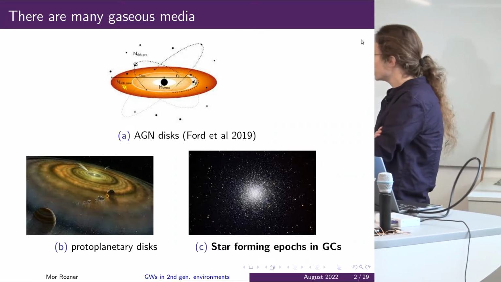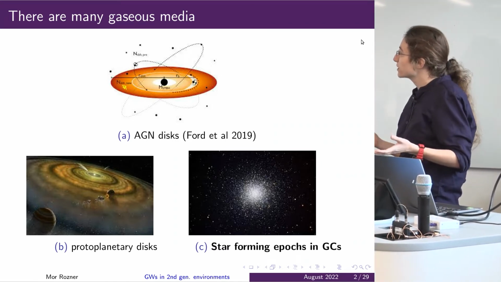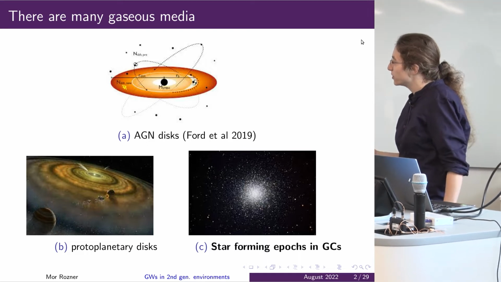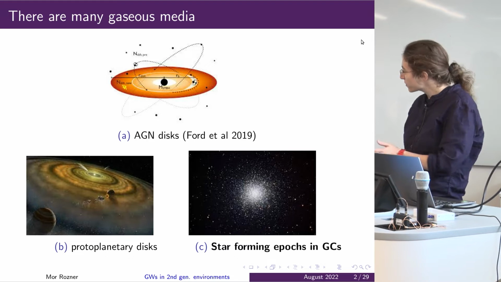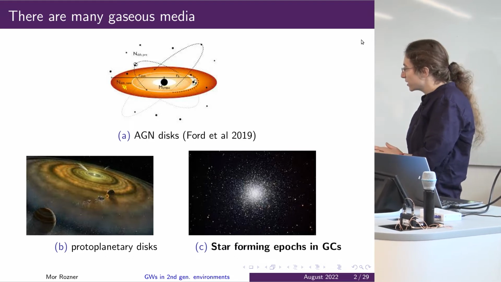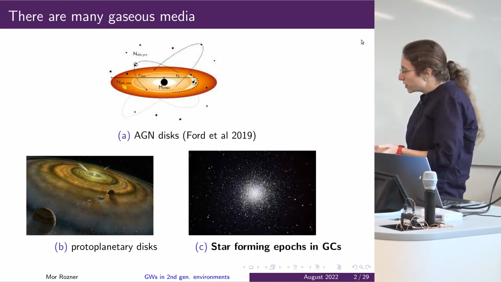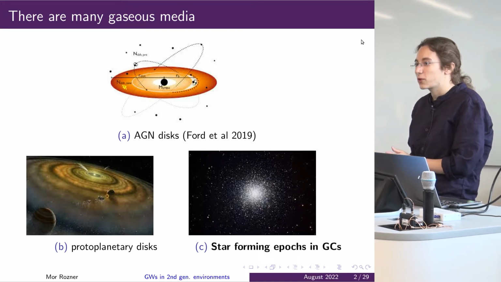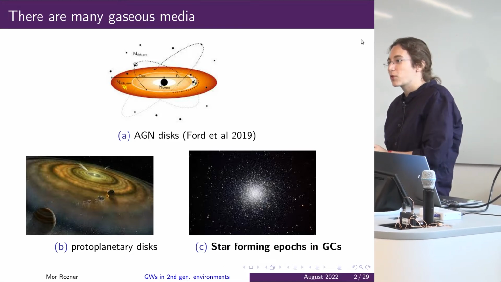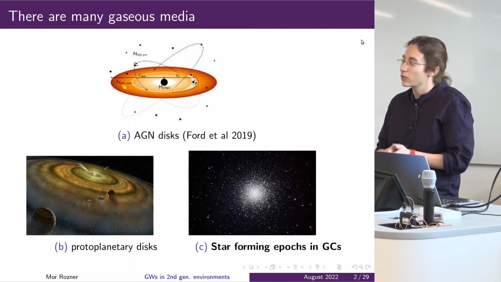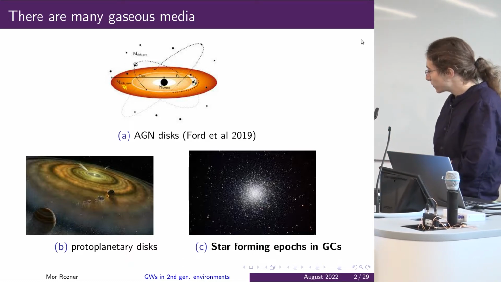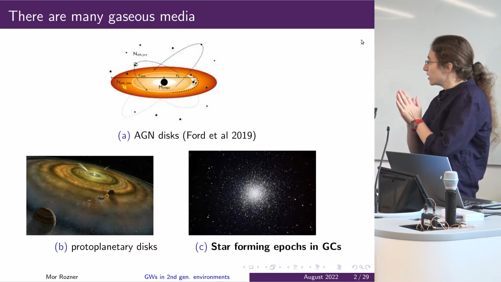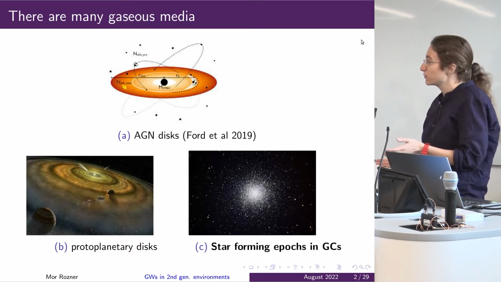So as probably all of you already know, there are many gaseous media, starting with the famous AGN disks, and there are protoplanetary disks, which we all know and love. And actually, Hagai and I thought to ourselves, if we have another kind of environment in which we have a lot of gas, it will be interesting and we can implement all the cool things from there to our new environment. And then we figured out that actually globular clusters could be such an environment.